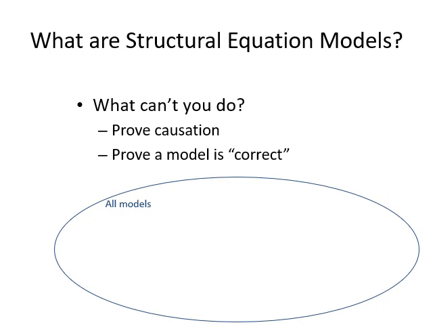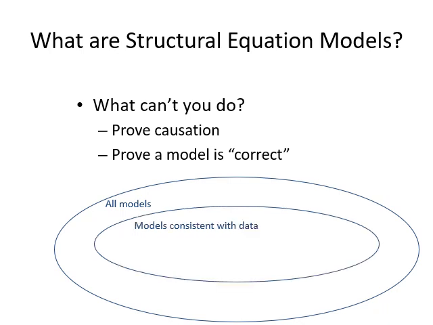You also can't prove a model is correct. You can simply prove that it's a fairly good fit for the data that you have. So generally speaking, you have a space with all models. Then you have a smaller space with models that are consistent with the data. And then you have the smaller still, the models that are consistent with the data and consistent with reality.